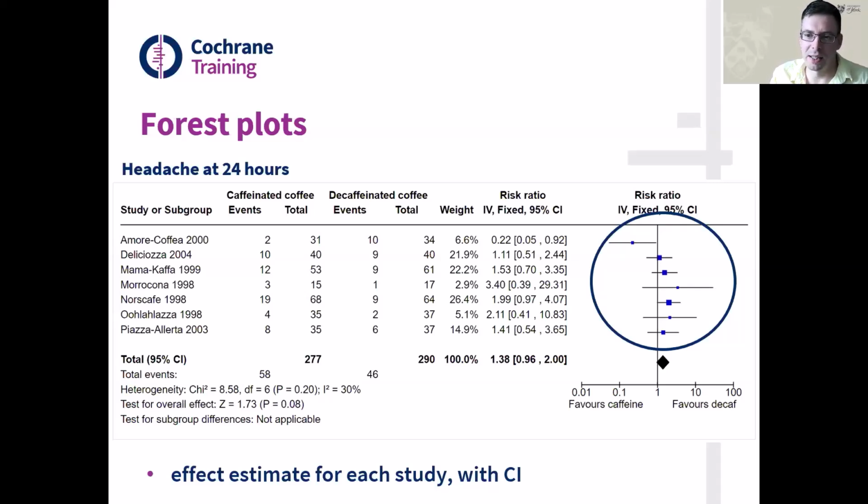So what we've got here is a series of essentially horizontal lines, each line indicating a different study. The little blue square sits at the point on the horizontal axis where the relative risk is. So you can see, for example, that the top Amora Coffea study had a relative risk of 0.22. So that sits at the 0.22 position on the left-hand side of the plot. And we go up to, for example, Morocona, a risk ratio of 3.4.